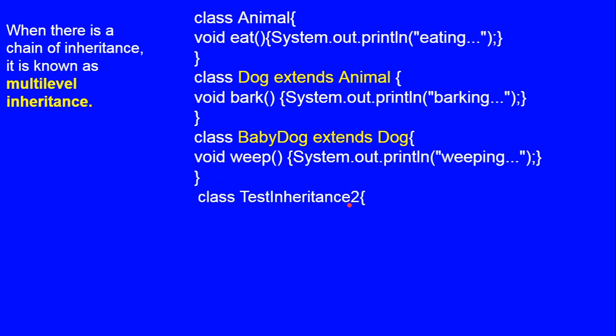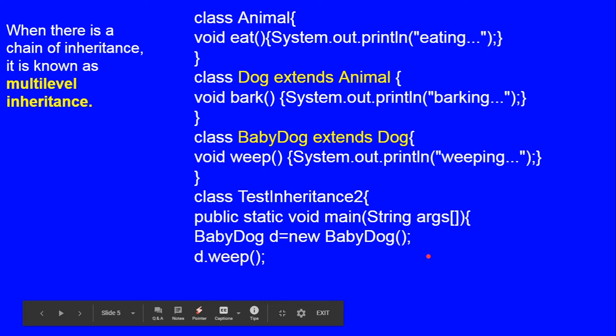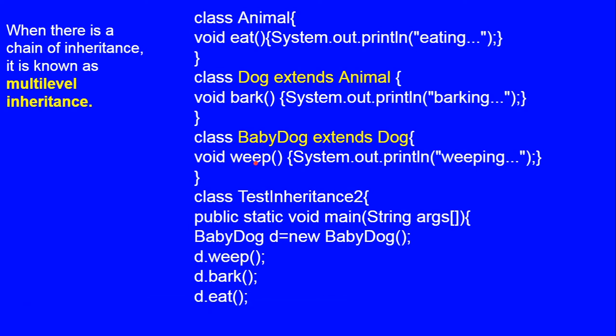Now let us see how the inheritance happens. Class TestInheritance2 is the class name, and let us see how this multi-level inheritance is implemented here. So public static void main, as usual, String args, BabyDog d. Now we are creating an object d for the class BabyDog, so new BabyDog. This is the class for which we are creating an object. Now let us see how this multi-level inheritance comes into place. So d.weep, d.bark, d.eat. Even though this baby dog class contains only weep as the function, we are calling d.weep, but we are also able to call the functions d.bark and d.eat.